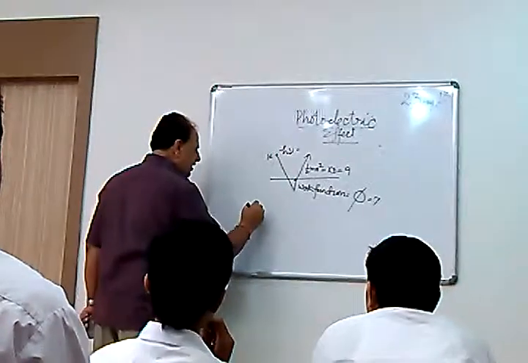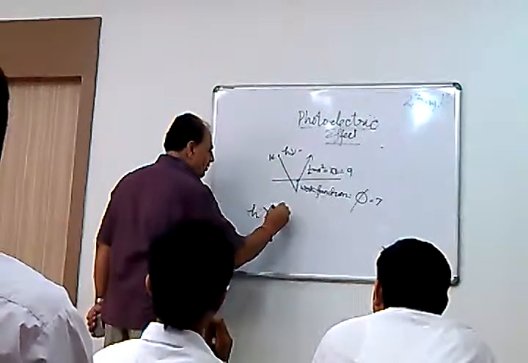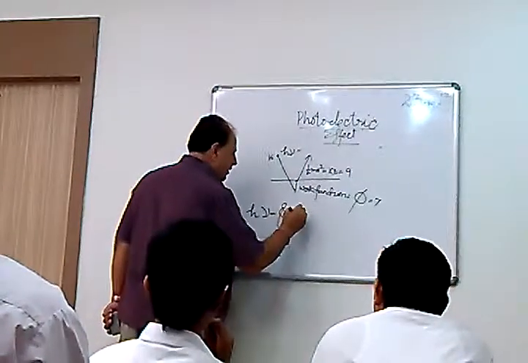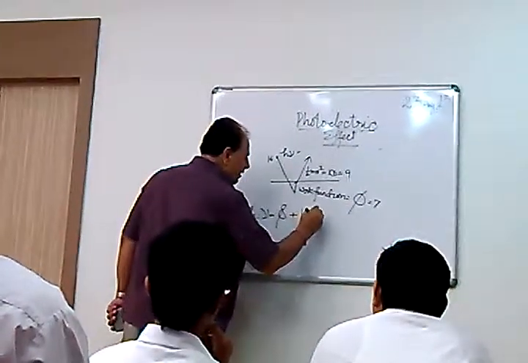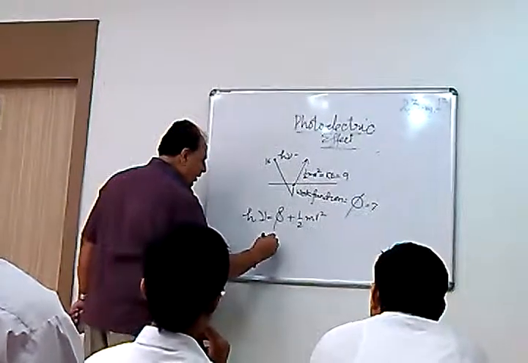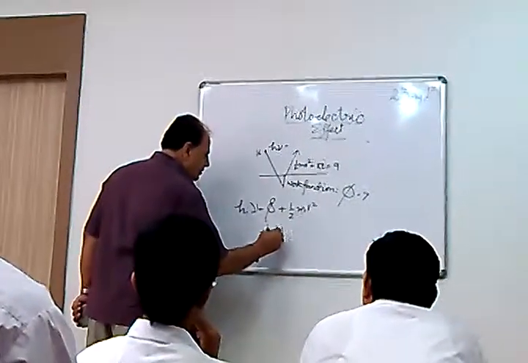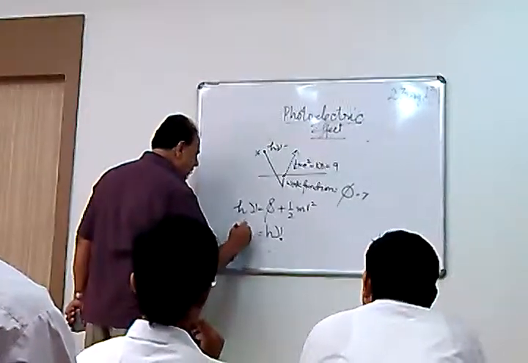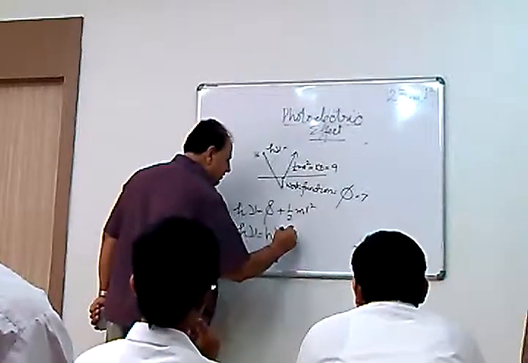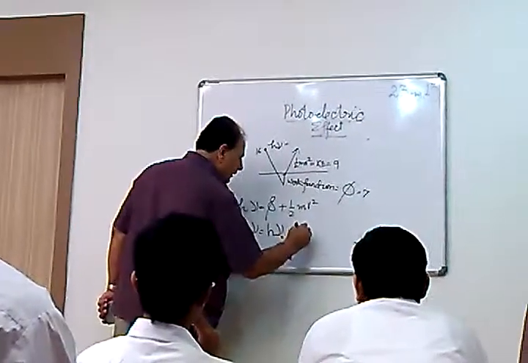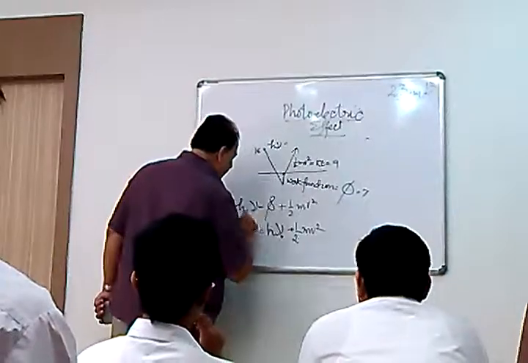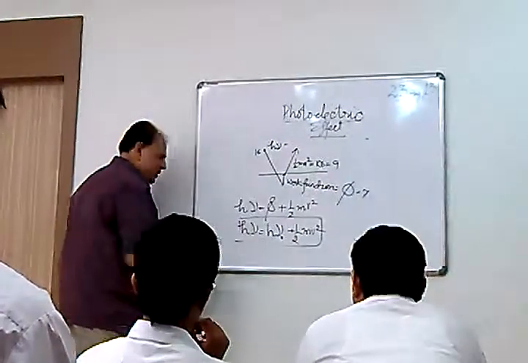So this is very, very important. h nu is equal to phi plus half mv square, and phi is equal to h nu 0. Nu 0 is the minimum frequency of the light which should fall before threshold, plus half mv square. इस पे आपका वैल्यू आता है. If you learn this one, it is extremely small to learn.